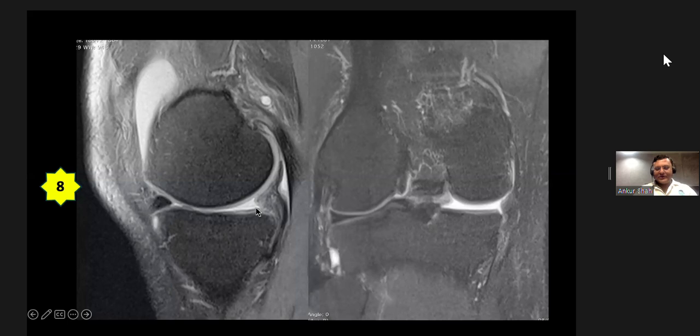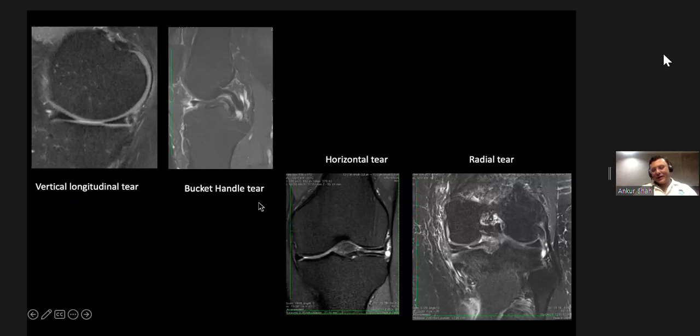Here is something which is definitely looking like a tear, when we don't see any meniscus, but this patient had a history of surgery and partial meniscectomy. So this, which looks like a meniscal tear, is again not a tear.